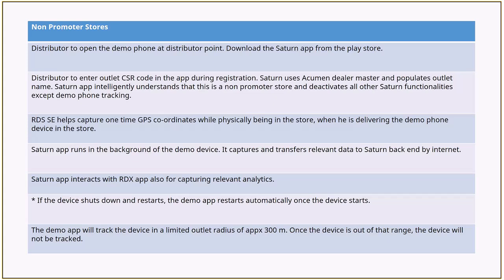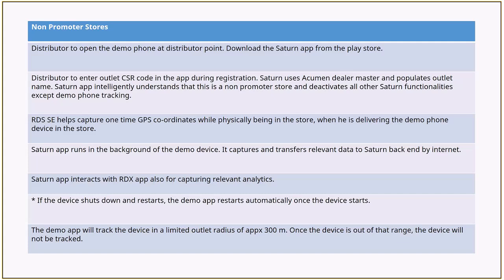What the distributor sales executive needs to do is that when he is physically visiting the store, he needs to do the registration of the store using the CSR code of that particular store while he is physically there at the outlet, because that is how he is going to capture the GPS coordinate of that store. Based on the CSR code of the store, the Saturn app intelligently understands that this particular store is not a store where the promoter is there and this is a non-promoter store.